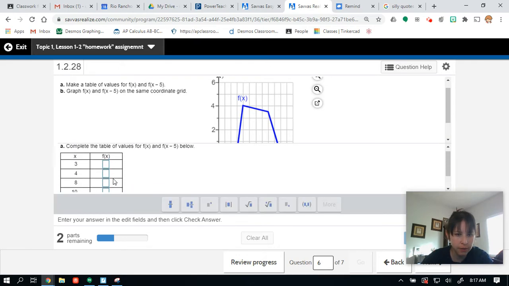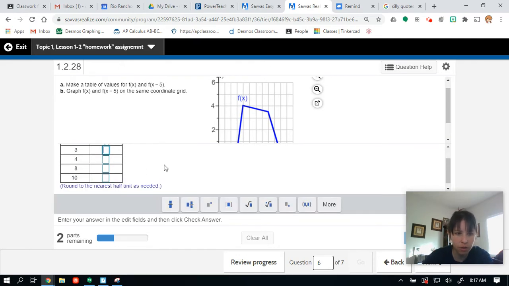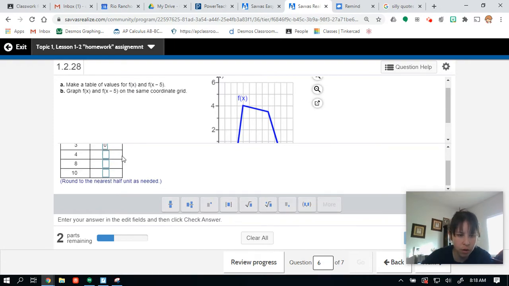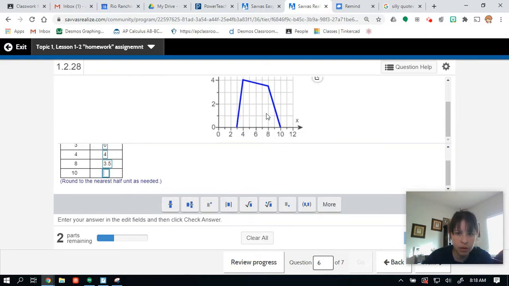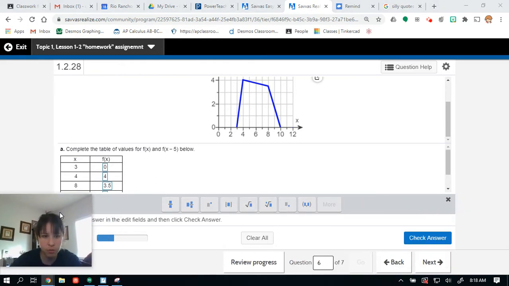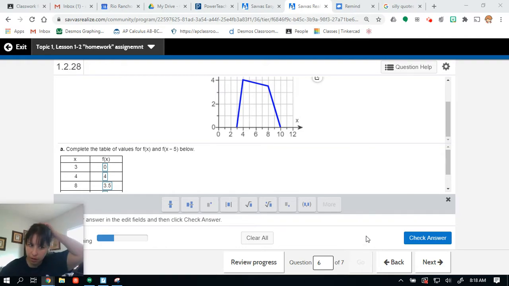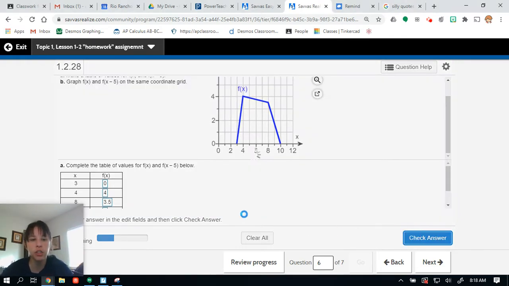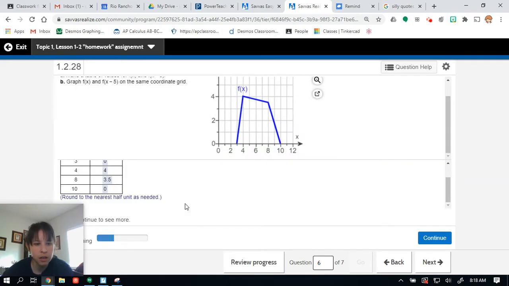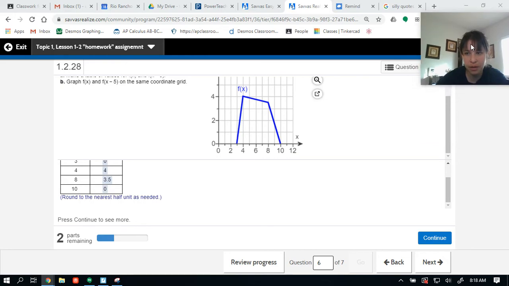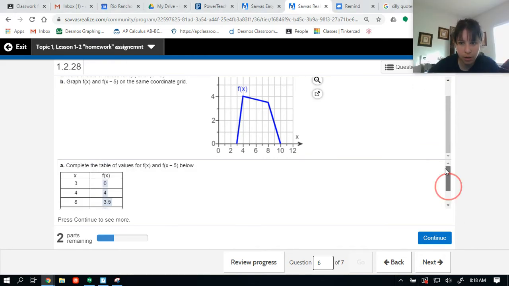So I want us to put the f of x values in here. Oh, they go to 10 too. 0, what did I say? This is 4. This is going to be 3.5. And this is going to be, I'm going to have to look at this 0 again. That makes sense. So I'm going to move my face over to the other side. I'm going to check my answers. I'm going to move myself up in this corner. I am just in the way here.